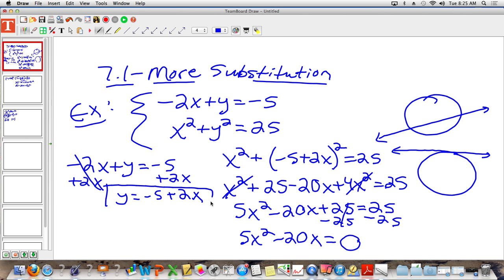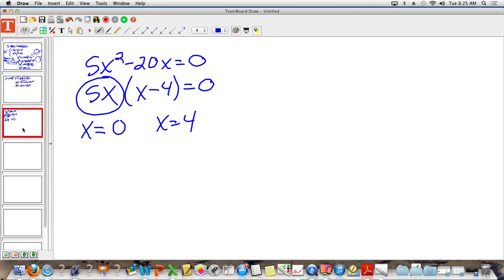Now what we need to do is go back to the original situation, where we have y equals negative 5 plus 2x. We're going to take both of those x's, plug them back into this equation, and figure out what y is. So I am going to rewrite this. We have y equals, was it negative 5 plus 2x, you guys? Yep. Negative 5 plus 2x.